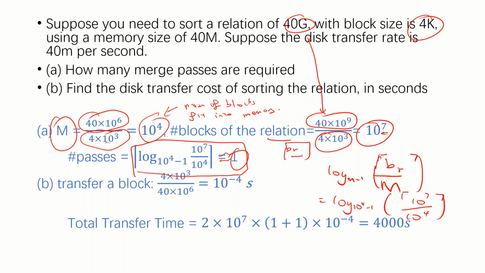The next thing we want to do is calculate how long it takes to transfer a block. We know that the block size is 4 times 10 to the power of 3, and the disk transfer rate is 40 M, which is 40 times 10 to the power of 6. So to transfer a block, it requires 10 to the power of minus 4 seconds. Okay, so far.